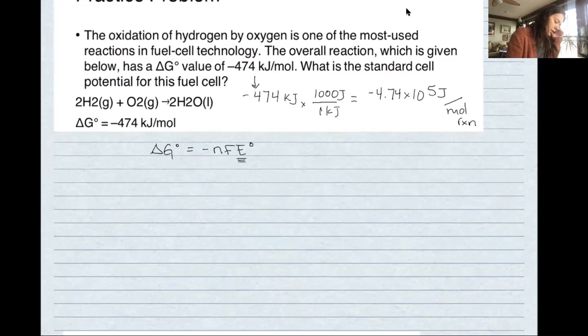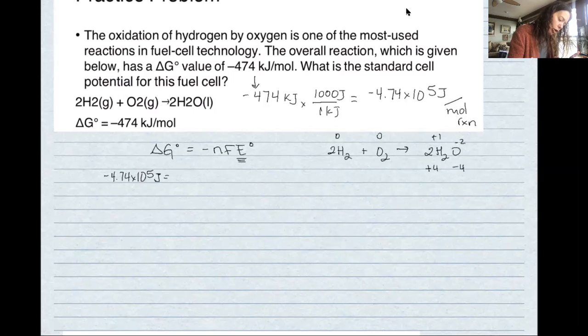So delta G is negative 4.74 times 10 to the 5th joules per mole of the reaction, equals, we need our number of moles of electrons. Well, 2H2 plus O2 yields 2H2O. 0, 0, negative 1 makes an over, positive 1, positive 4, negative 2, negative 4. So I am going from 0, I have a total of 4 electrons being transferred.